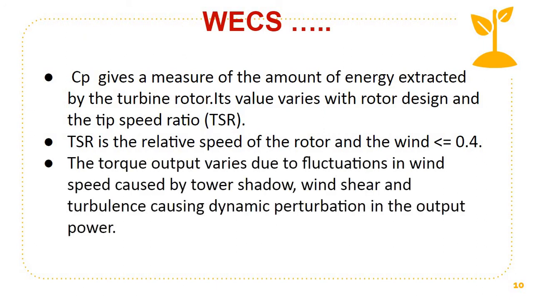The torque output varies due to fluctuations in wind speed caused by tower shadow. So tower shadow means the rotor blade comes in front of the tower. So at that time the torque cannot be generated by that particular rotor blade. So wind shear is also important, and turbulence causes dynamic perturbation in the output power.